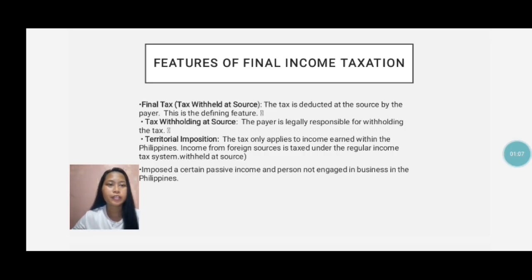Tax withholding at source. The payer is legally responsible for withholding the tax. Example, Farah earns 100,000 pesos in salary per month. His employer withholds 10% income tax at source. So the gross salary is 100,000, and the tax withheld is 10%.